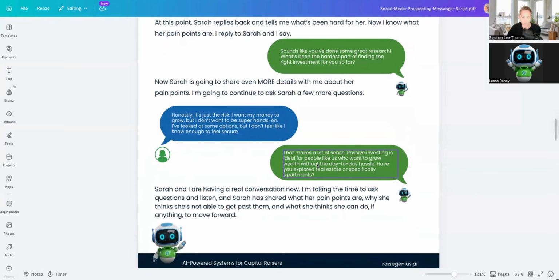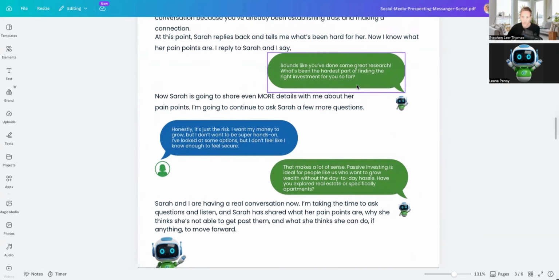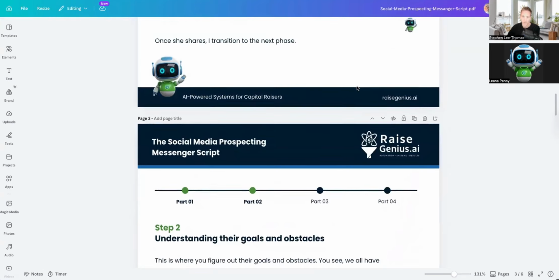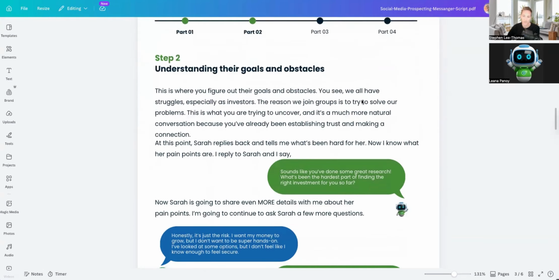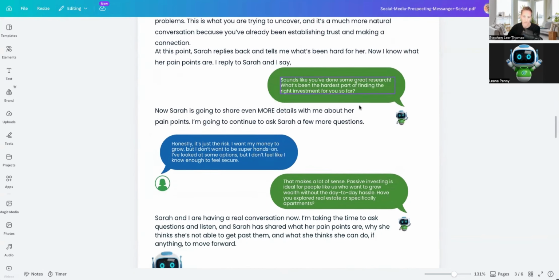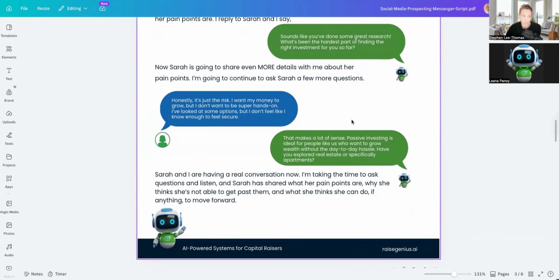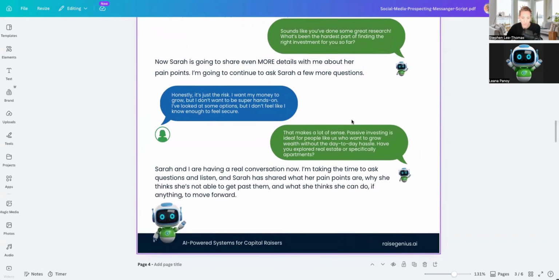Then I might say something like, "Well, that makes a lot of sense. So passive investing is ideal for people like us who want to grow wealth without the day-to-day hassle. Have you explored real estate or specifically apartments?" I am just naturally moving the conversation. If you'll notice here, I'm just asking questions, but more specifically, they're open-ended questions. I'm not asking binary yes or no questions. I'm asking for this person to give me a little bit more details.